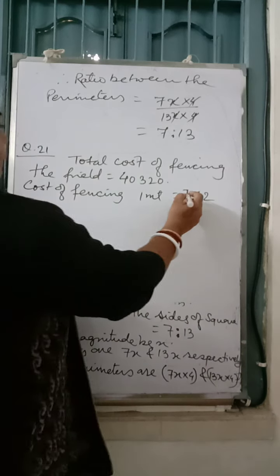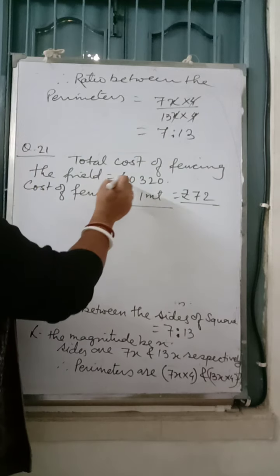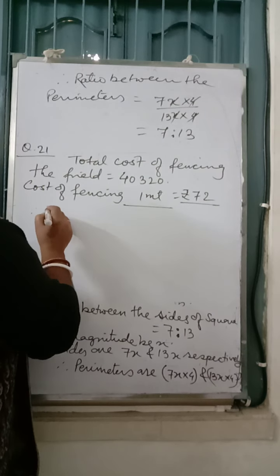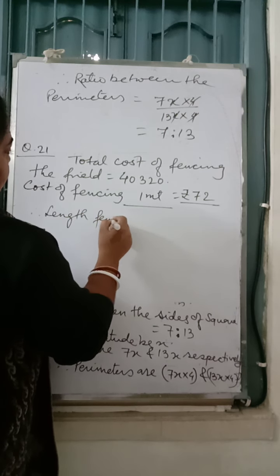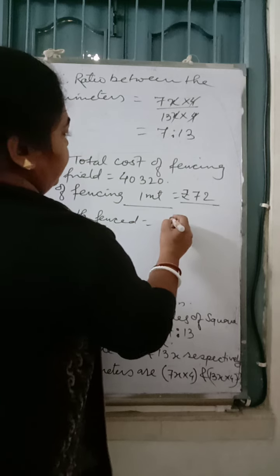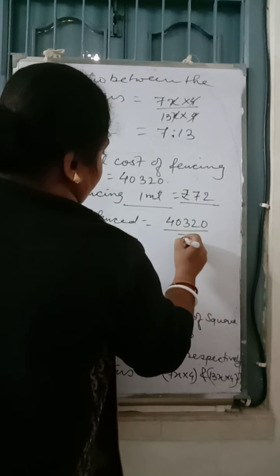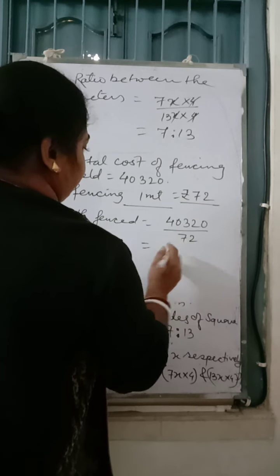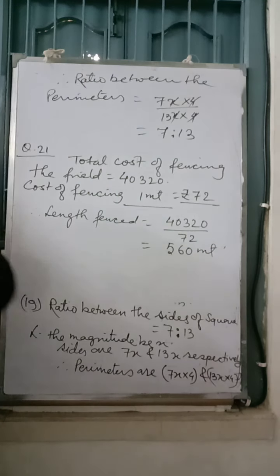25 divided by 5. So same thing, fencing 1 meter, the cost is 72. So how many meters are fenced with this rupees? We'll find. So the length fenced will be rupees 40320 by rupees 72. So when we divide, we'll get 560 meter. So this is the perimeter of the square field.